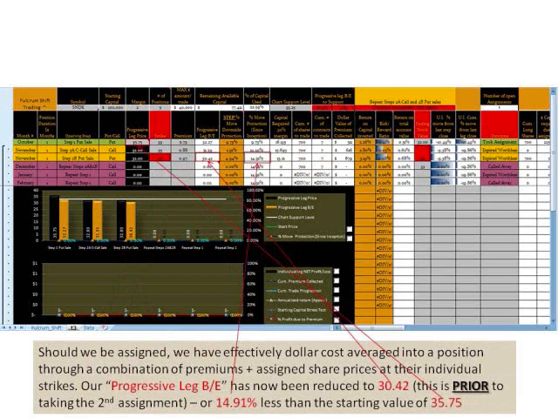Should we be assigned, we have effectively dollar cost averaged into a position through a combination of premiums plus assigned share prices at their individual strikes. Our progressive leg break-even has now been reduced to $30.42, and this is prior to taking the second assignment, or 14.91% less than the starting value of $35.75.